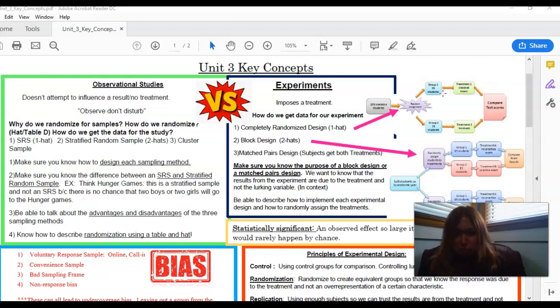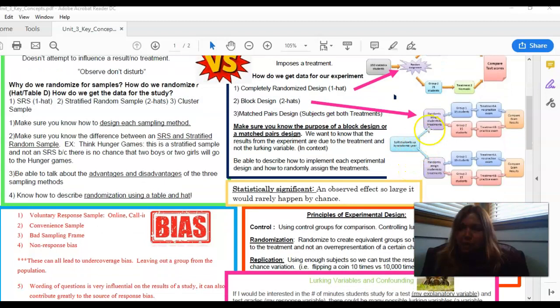So we want to control that, right? So how are we going to control that? We're going to use a block design. So what we do is we separate them into blocks first, okay? I would put all the juniors in one group and then all the seniors in another group. And then I go through this completely randomized design on both groups. So I randomly put half the juniors in one group, half the juniors in another. One group gets Yo-Yo Ma, the other group does not. I compare the average scores.